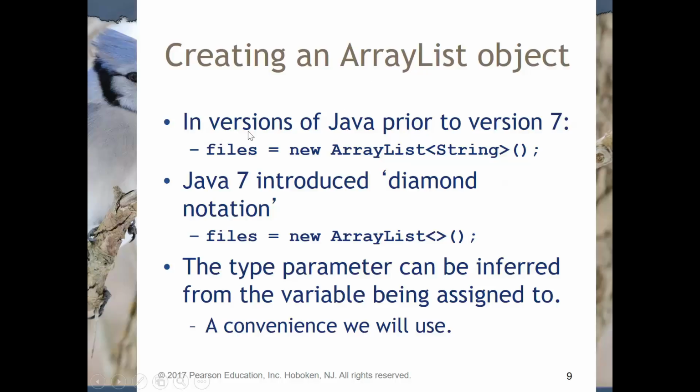Array list object. In versions of Java prior to 7, you had to do things a little bit different. We're not using that version, so I'm just going to go on. The new one, you can just do the less than greater than, what they're calling the diamond notation. Again, I tend to sway away from this, and I tend to prefer this, but I also started coding earlier. The type parameter can be inferred from the variable being assigned, a convenience we will use. So in other words, by doing this, you can infer it.